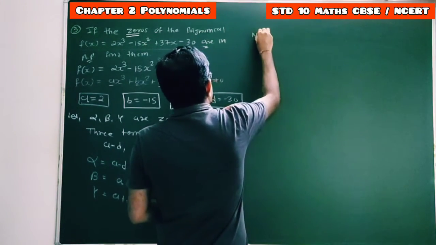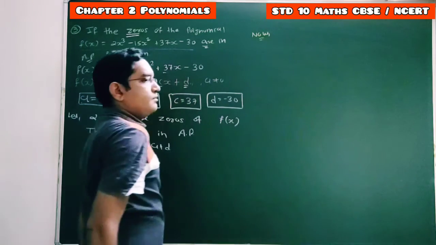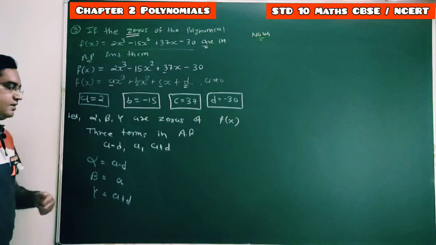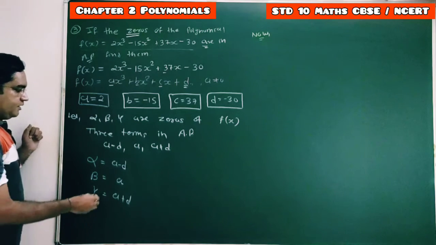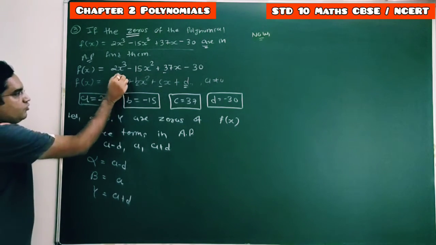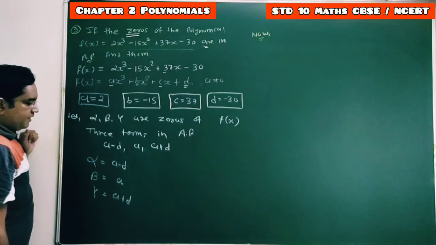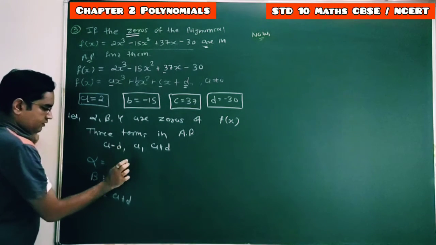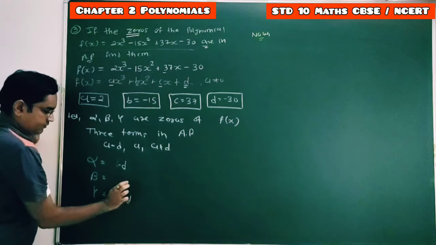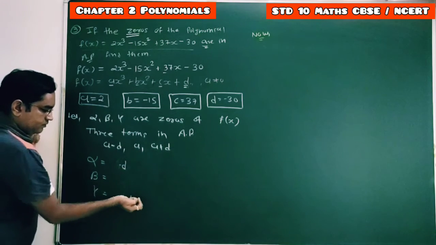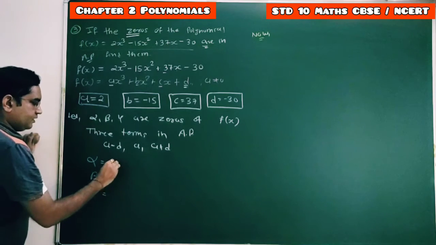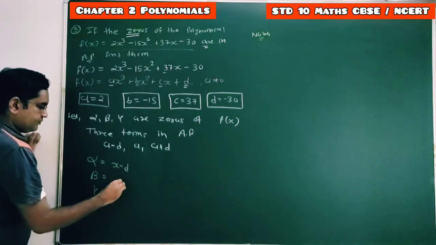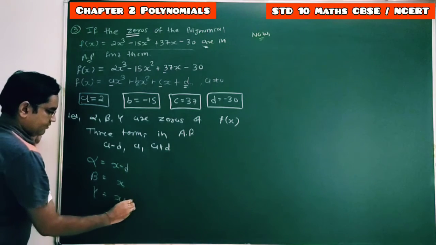Now we will use the relationship between zeros and coefficients. Here we have used a, where a is the coefficient of x cube. So instead of a, which other letter can we use? Suppose we take x and d. Suppose the first term is x, then the zeros will be x minus d, x and x plus d.